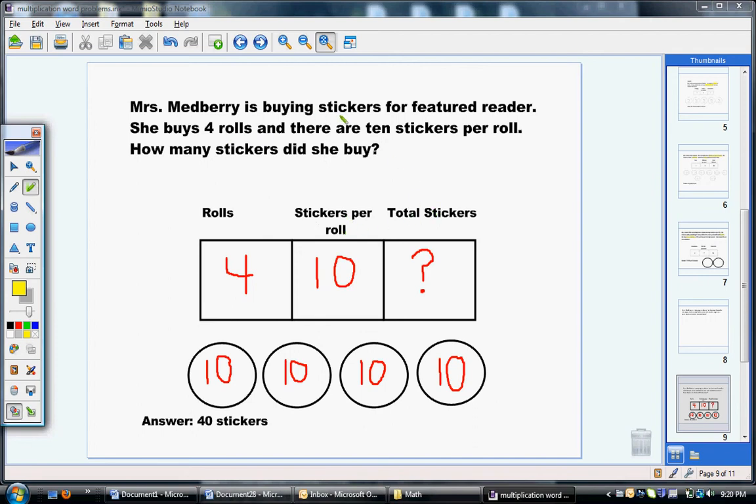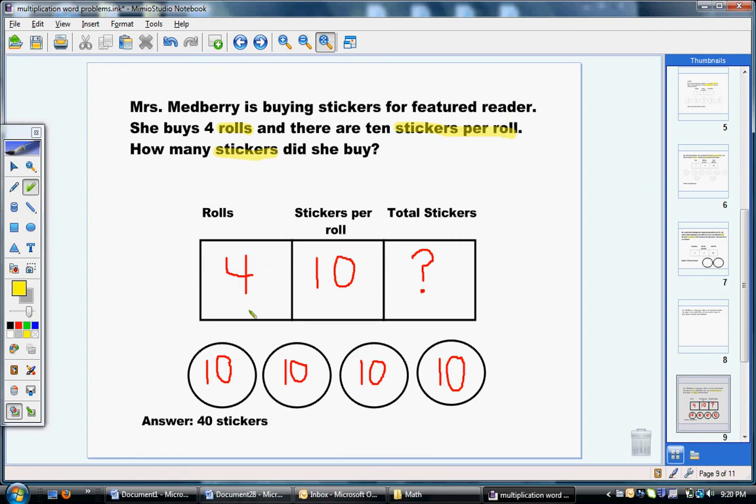My key words in here are that there are 4 rolls. There are 10 stickers per roll. And my question is saying, how many stickers did she buy? I'm trying to figure out the total number of stickers, so I put my question here. My 4 matches up with the keyword rolls, so I can put my 4 here. And my 10 matches up with stickers per roll, so I can put the 10 here.